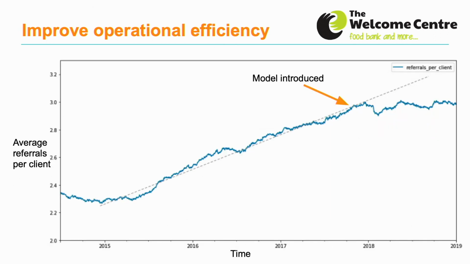It was technically challenging. And after the model was deployed in 2018, you can see that the number of referrals per client stabilized, right? So an indication that the model actually worked, by helping people solve their underlying issues instead of making them dependent on food banks. Which is quite good.